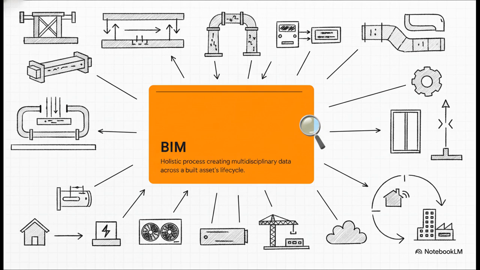Let's lay down a clear definition. Building information modeling. Now here's a sticking point that trips up a lot of novices. BIM is not just a piece of software. It is a completely holistic, collaborative methodology. It's an entire process for creating and managing structured, multidisciplinary data across an asset's entire life cycle, from the very first design sketch all the way through to facility operations. It really is the gold standard for global engineering certification.